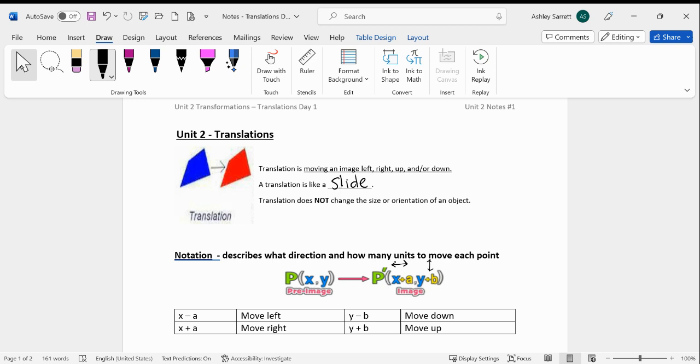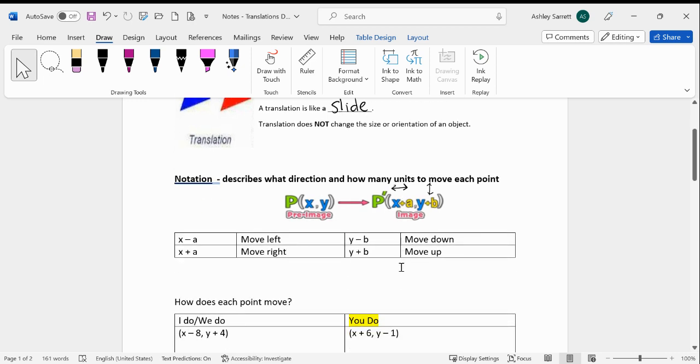So remember that the x-axis is horizontal. So x will represent our horizontal movement. Y is the vertical axis. So y is going to represent vertical movement. So if I see x minus a number, that means that the image is moving left. X plus means it's moving right. Y minus means it's moving down, and y plus means it moves up.